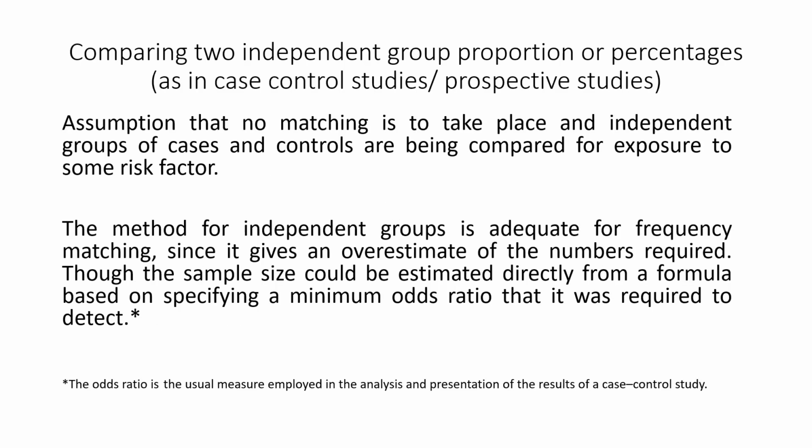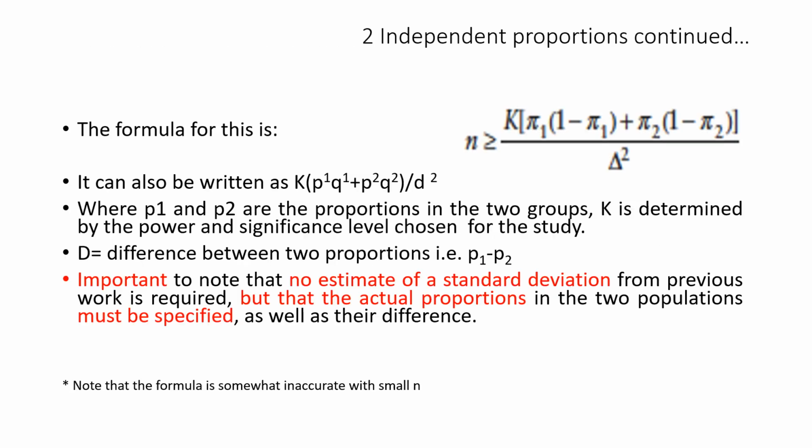Considering two independent proportions or percentages, wherein you have categorical data, then the sample size calculation formula used is n is more than or equal to k times P1 (1 minus P1) plus P2 (1 minus P2), divided by delta square. It can also be written as k times pi 1. The difference between two proportions is given by delta. Important to notice that no estimate of standard deviation from previous work is required, but the actual proportions must be specified. That's why we ask for a thorough review of literature, through which you can get good studies which are near to the reality.